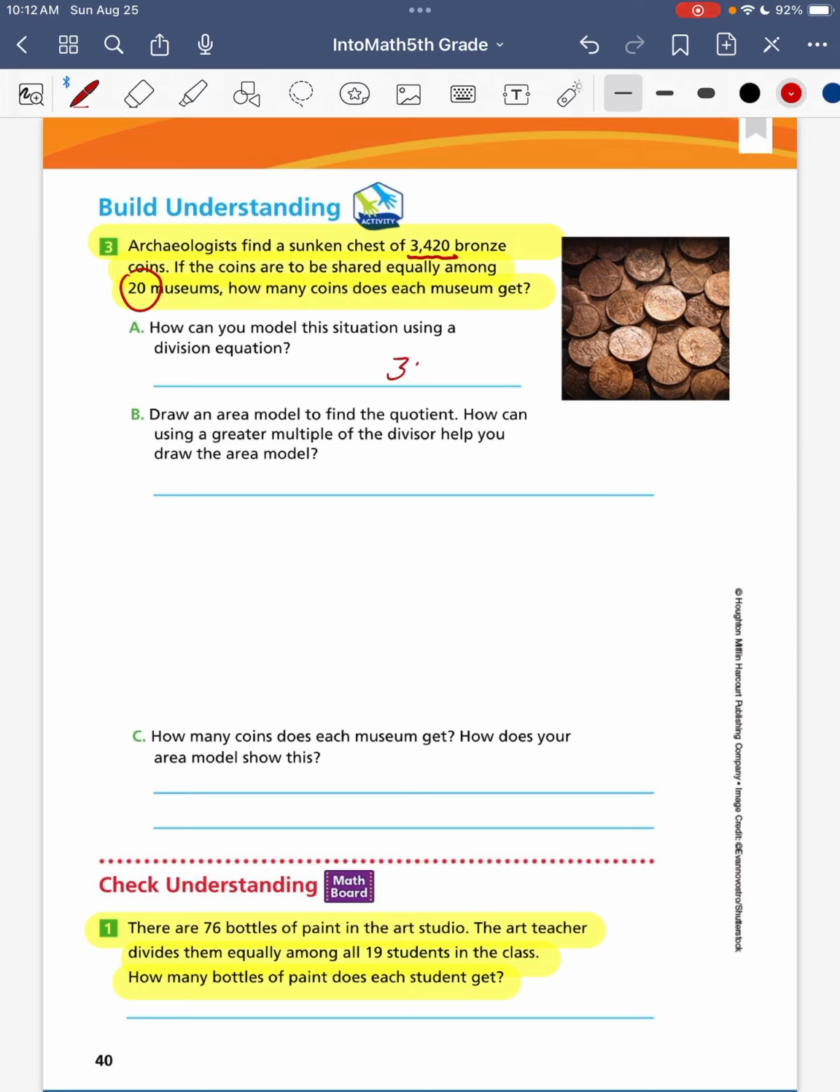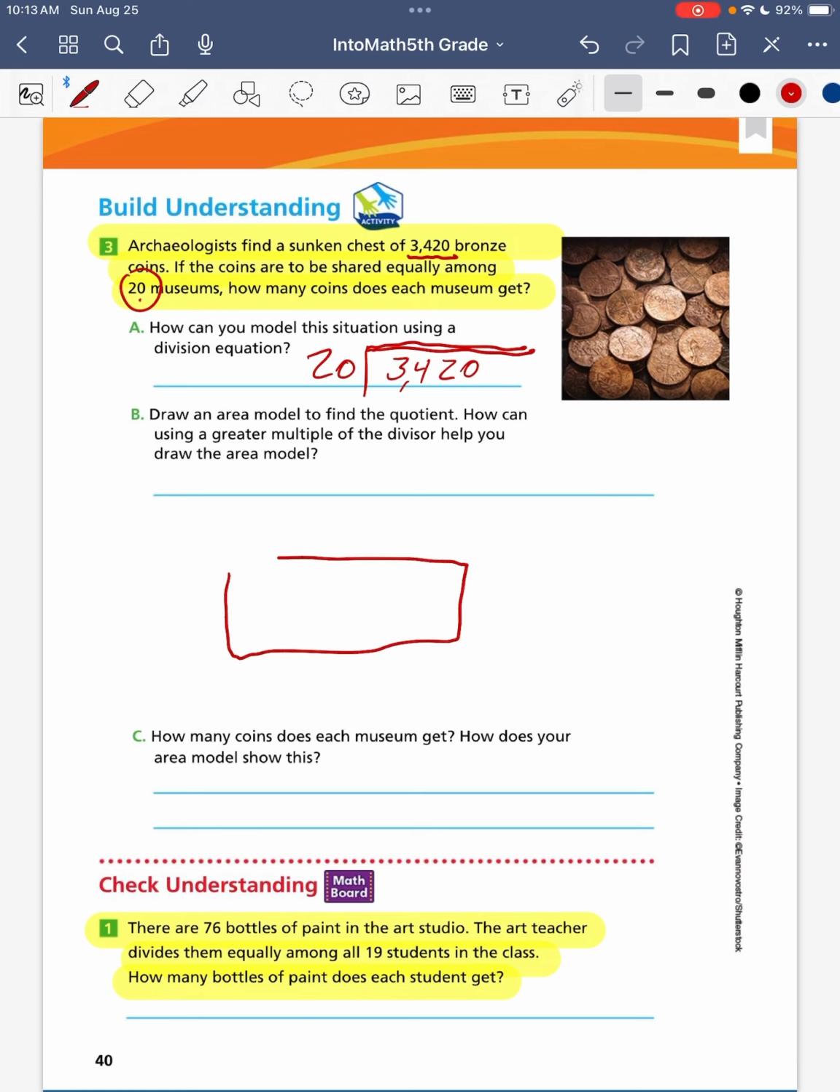Well, we use our total, 3,420, as our dividend. We put it under our division bracket, and we are now using our other known number as our divisor. So it will be 3,420 divided by 20. Now we can draw an area model to find the quotient.